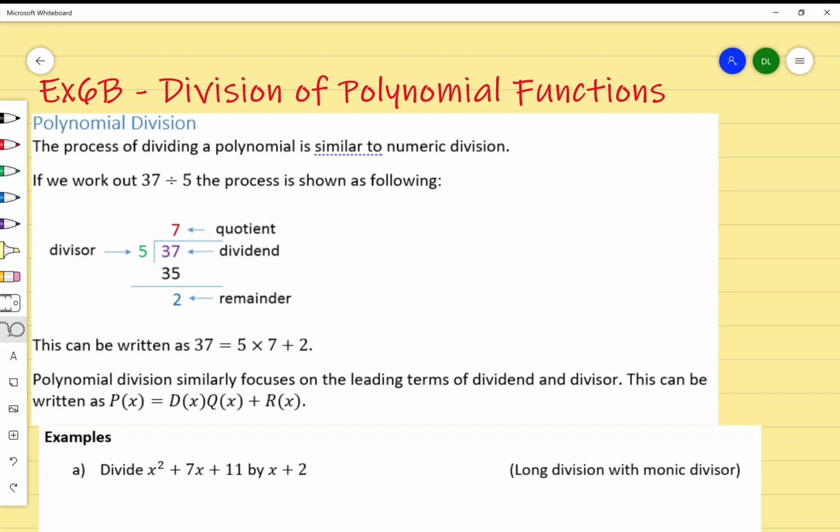Alright, this is exercise 6B on the division of polynomial functions. It is on page 215 of your textbook. So polynomial division, these notes are actually from the booklet that I gave you at the start of the year. The process of dividing a polynomial is similar to numeric division.